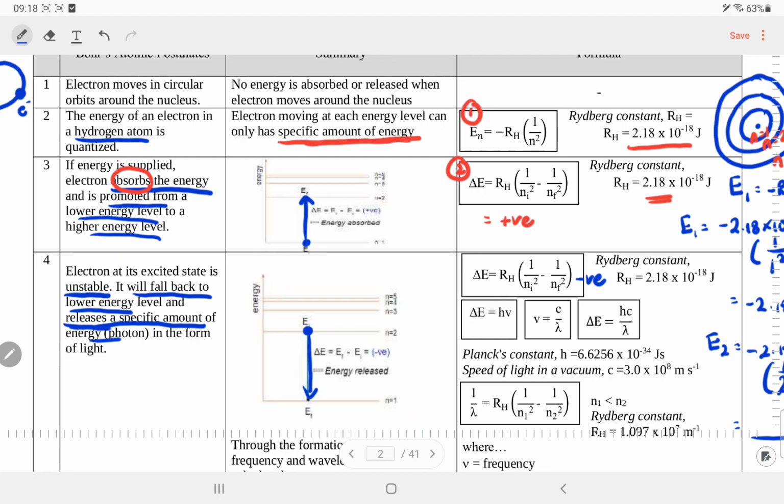Sebab dia turun. Bila dia turun, energy is released. Bila dia promoted, energy akan absorb. Okay. So, bila dia release, dia akan menghasilkan cahaya in forms of light. Okay. So, sebab itu adanya formula is, okay, C ni. Okay, C ni adalah laju cahaya. Speed of light. Okay. So, speed of light memang constant lah. 3.0 times 10 to the power of 8 meter per second.